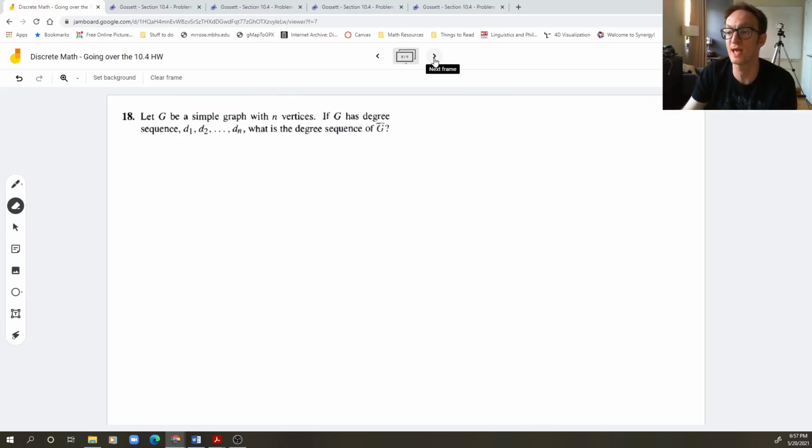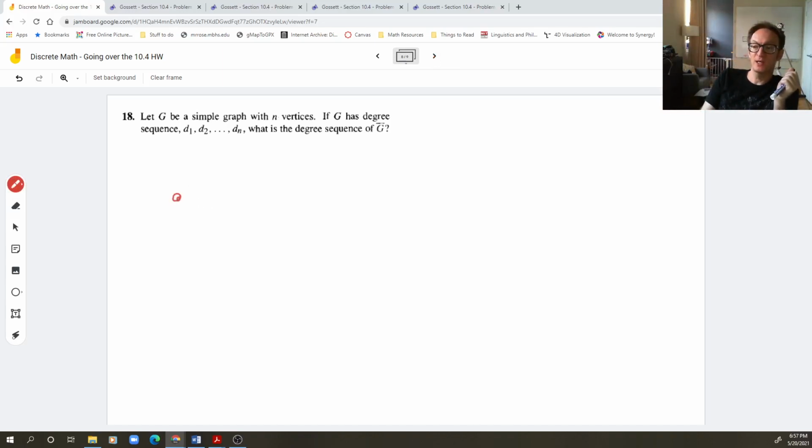Let G be a simple graph with n vertices. If G has degree sequence D1, D2, ..., Dn, what is the degree sequence of the complement graph?